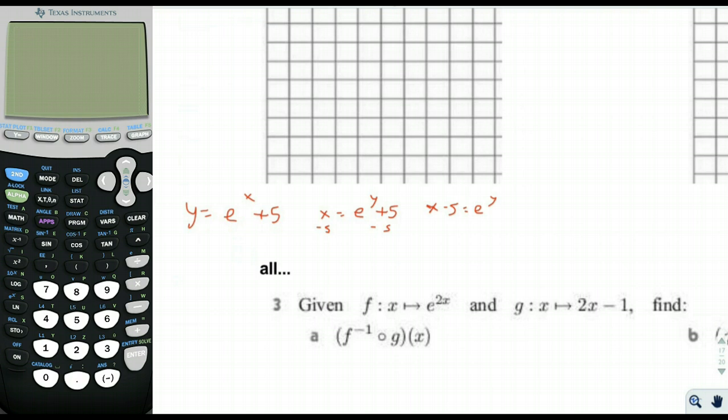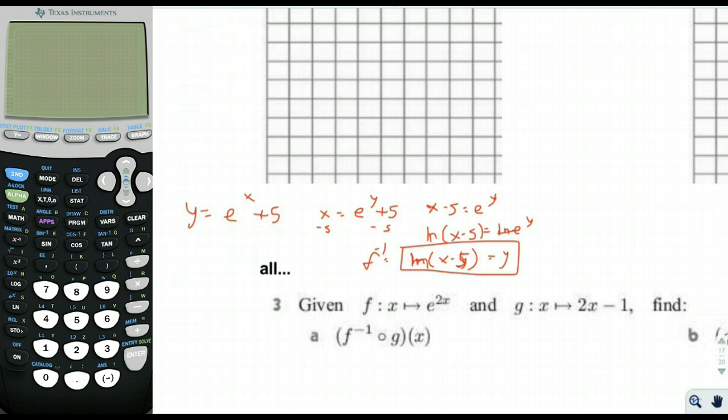And then to get y as a regular number, we're going to have to take the log of both sides. And what kind of log are we going to use? Well, since it's an exponent to the e, the easiest thing to use would be the natural log. Natural log of e to the y is just y. And then we have natural log of x minus 5. Okay, so this is the inverse function.